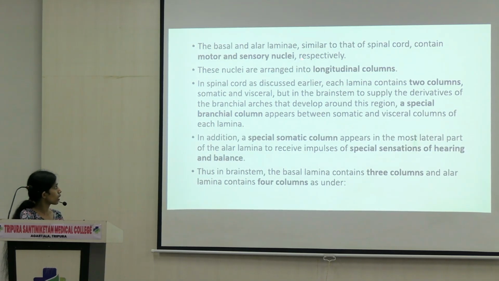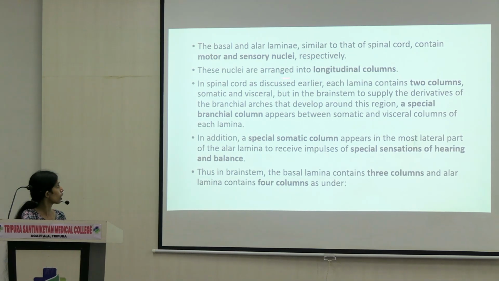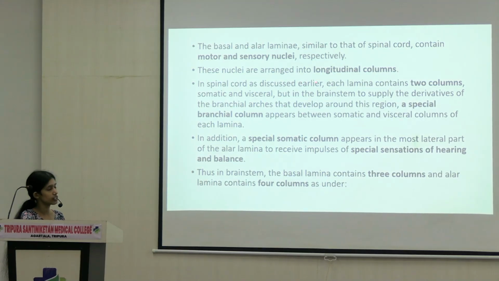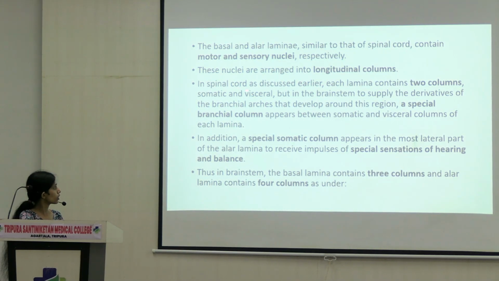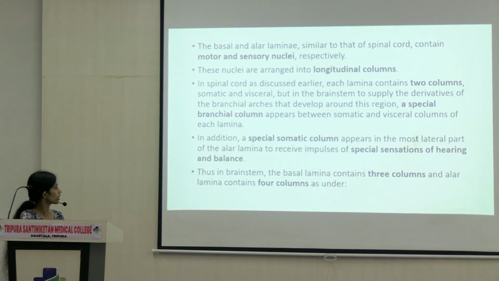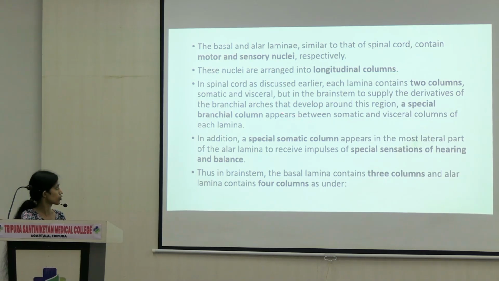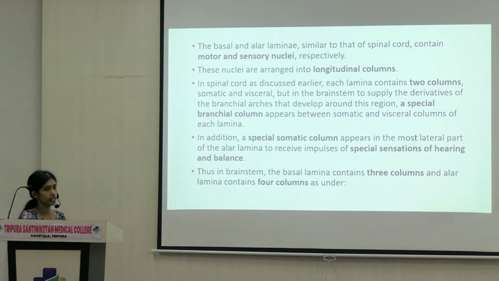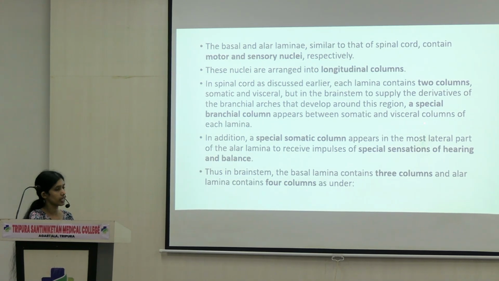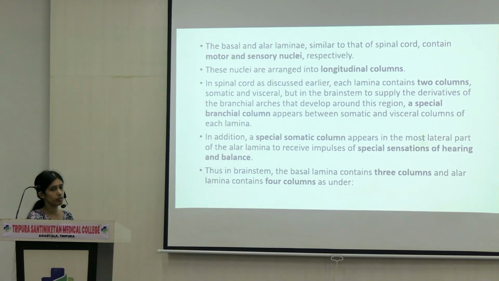The basal and alar lamina are similar to those of your spinal cord, which contain your motor and sensory nuclei. These nuclei are arranged in longitudinal columns. In the spinal cord, as discussed earlier, each lamina contains two columns, somatic and visceral. But in the brainstem, to supply the derivatives of your branchial arches and also your pharyngeal arches, a special branchial column appears between the somatic and visceral columns of each lamina present in your medulla region.